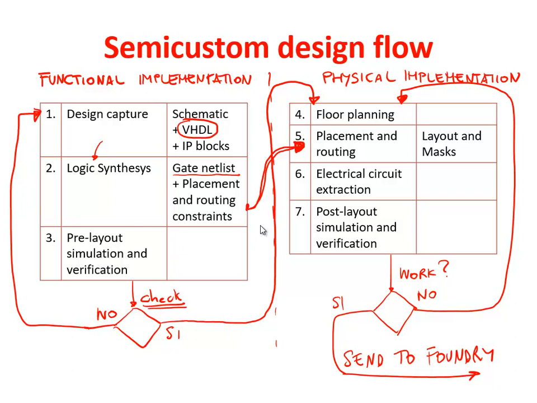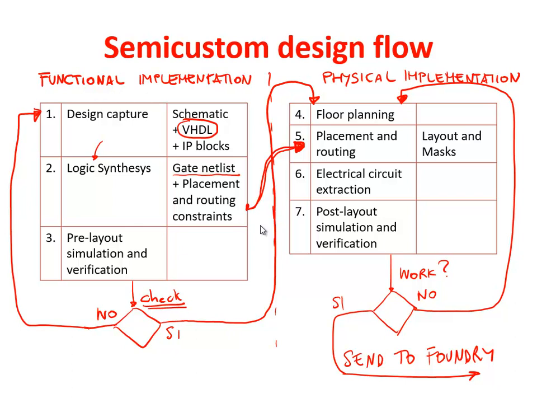After this phase is successfully completed, we can go to the physical implementation phase, which means that we have a good circuit at the gate level, and we need to obtain a physical circuit. And so what do we do? First we do a phase which is called floor planning, which means that we put on the floor all the logic gates that are required. We position them according to our needs.